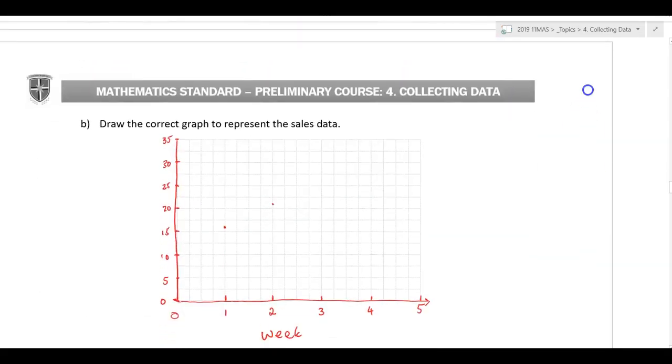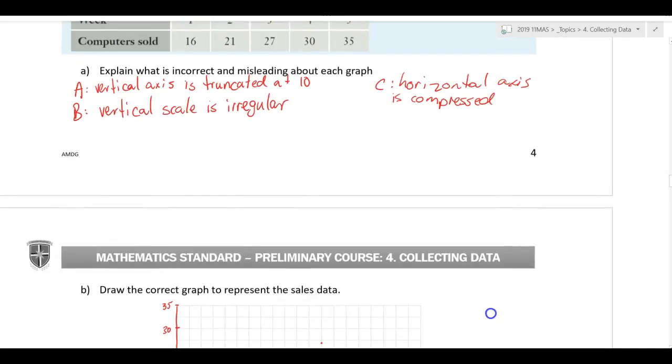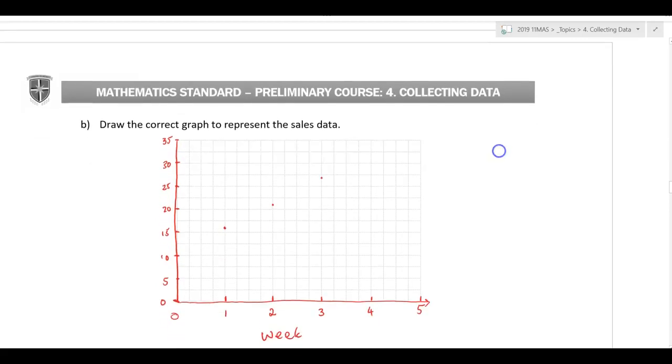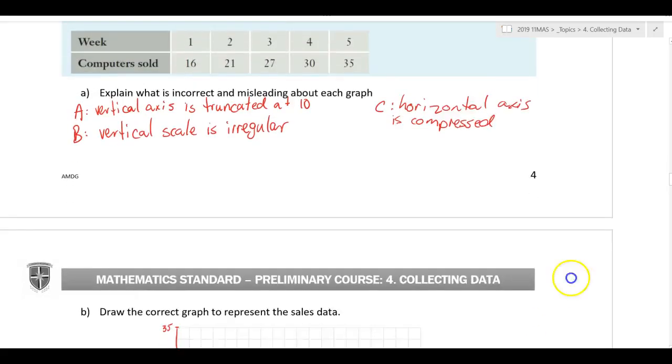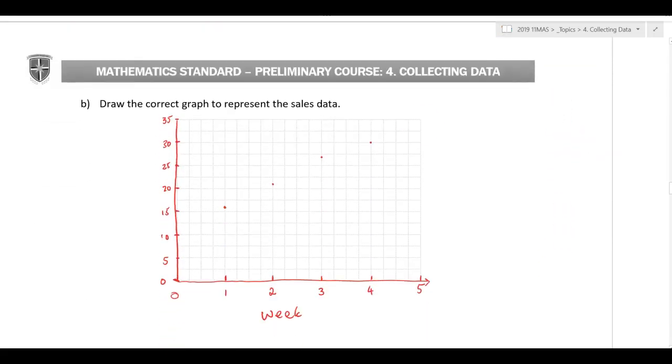Then we've got 3 and 27. 25 would be there, so 27 is just under 27.5. 4 and 30, that's a nice easy one. And finally, 5 and 35. 5 here, 35 here, right in the corner. I'm not going to put a curve through these. I'm going to join them up.